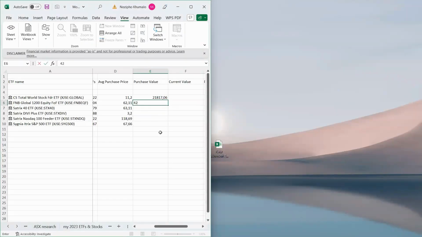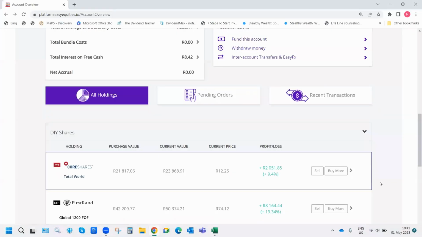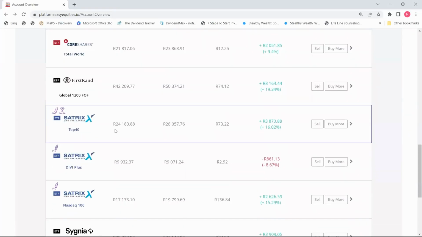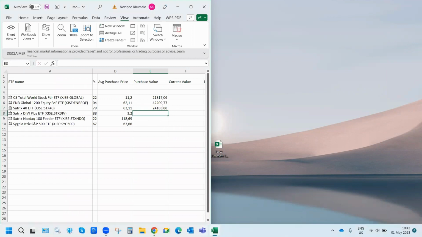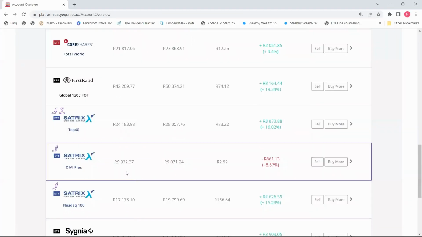42,209.77. Next is Satrix 40. How much did I pay for that? Let's see. 24,183 Rand and 88 cents. 24,183.88. Next is Satrix Divi. For Satrix Divi, I paid 9,932 Rand and 37 cents.